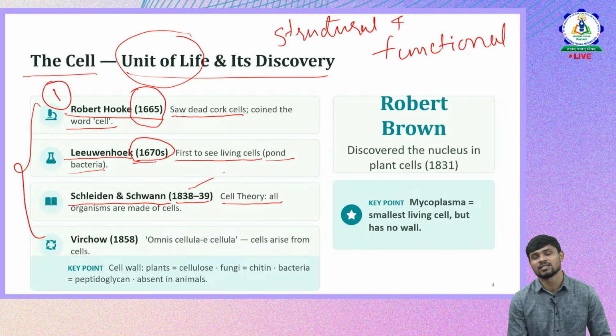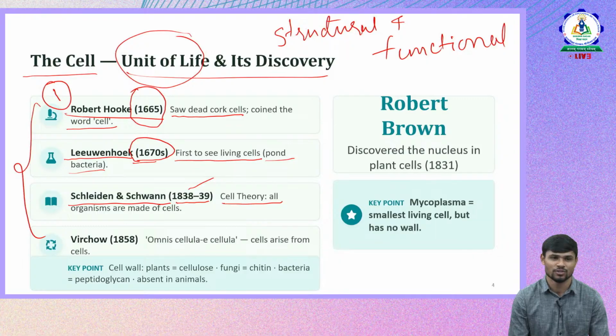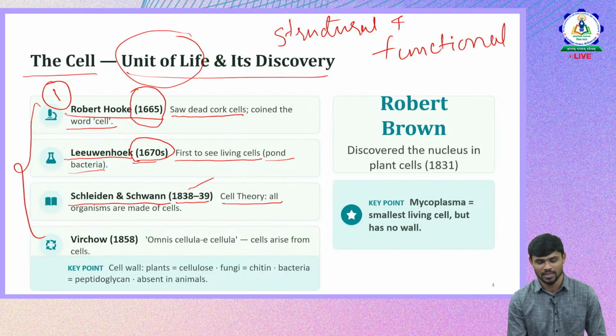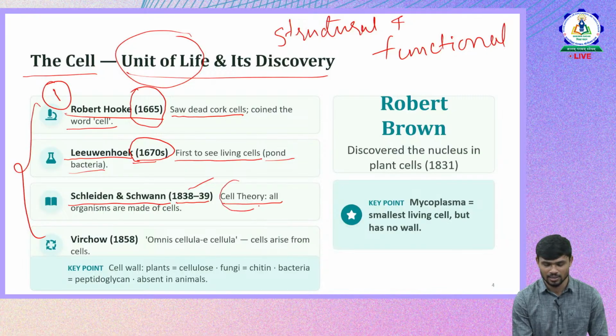So what does this theory talk about? It talks about all organisms being made up of cells. No matter what kind of organism it is, unicellular or multicellular, complex or simple, every organism is made up of cells. This was a theory given by Schleiden and Schwann in 1838 and 39. This is called the cell theory.